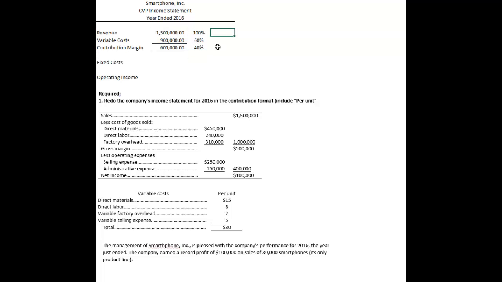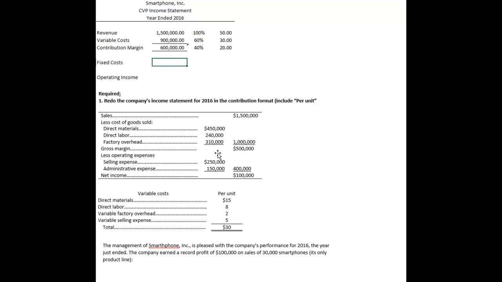They also want us to express this in a per unit basis, so I'll list that next. So I know I sold $1,500,000 and I sold 30,000 of those, so I divide that by the 30,000. That gives me the revenue per part, $50. My variable costs per part were simply the $30 given down here, and that means my contribution per part is $20.